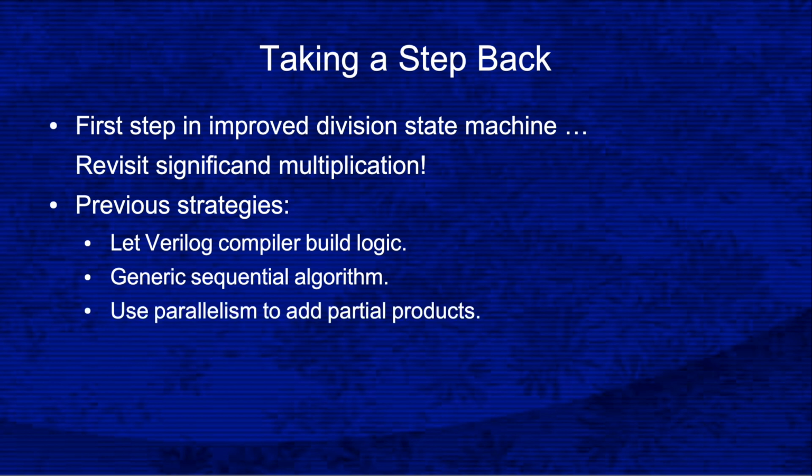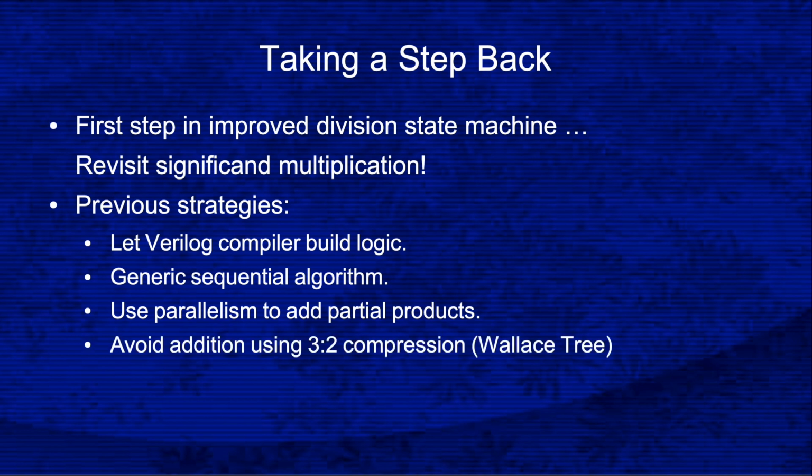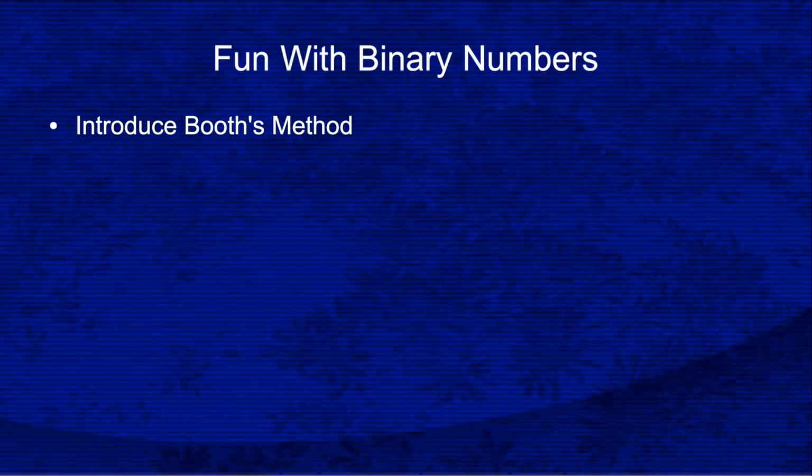Compute the partial products, and as much as possible, add the partial products in parallel. Compute the partial products using 3-2 compression, that is, a Wallace tree, to reduce the time penalty of propagating the carry information.